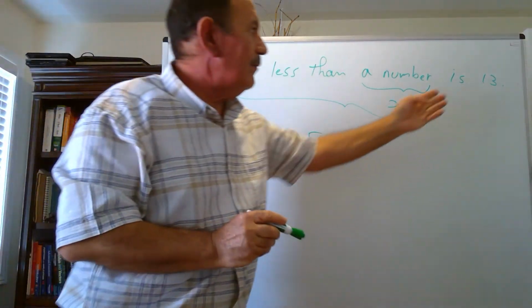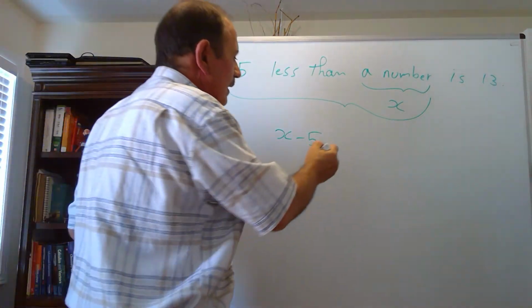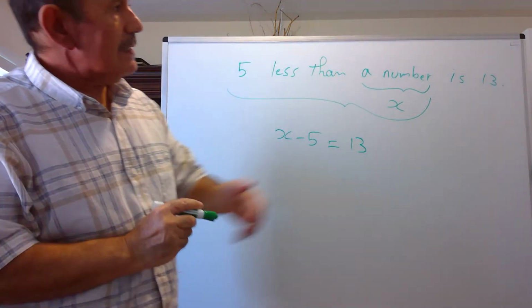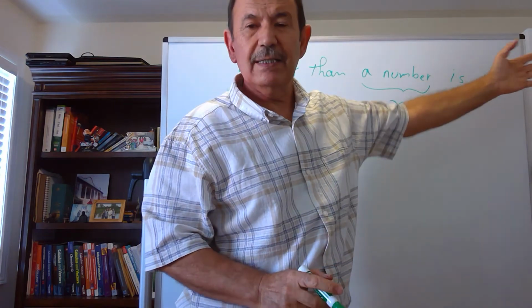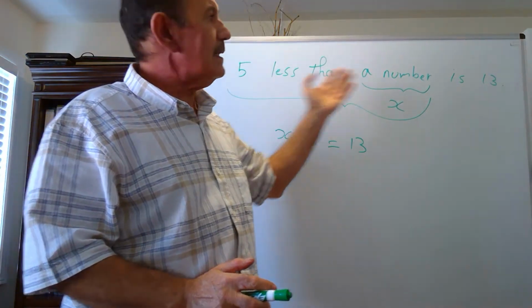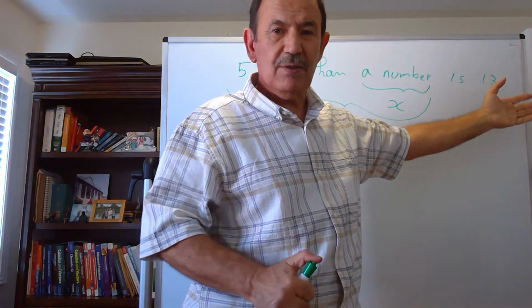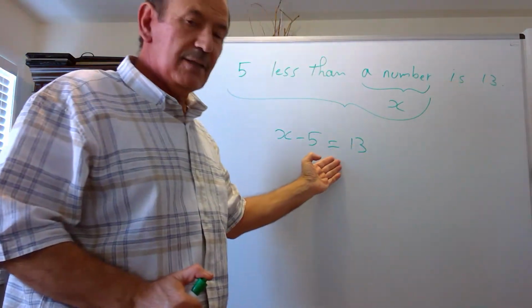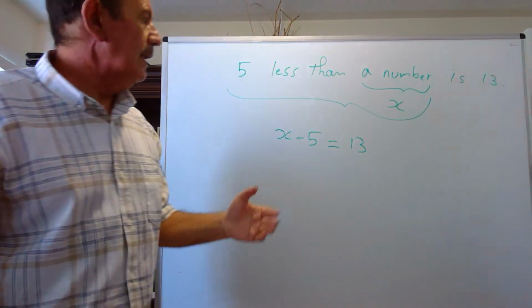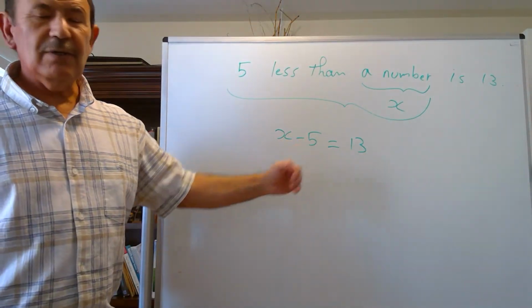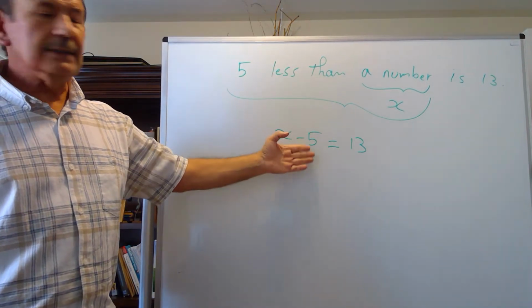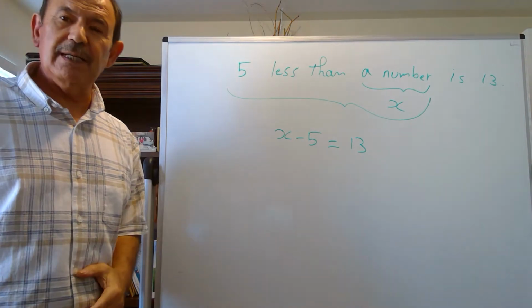Then we have the word is. Is means equal sign. Is 13. If on the other side instead of 13 we had another expression, then use the same method to translate it. Then is means equal sign. In this specific example, there is only a number. So x minus 5 is equal to 13. This is the translation of this verbal expression.